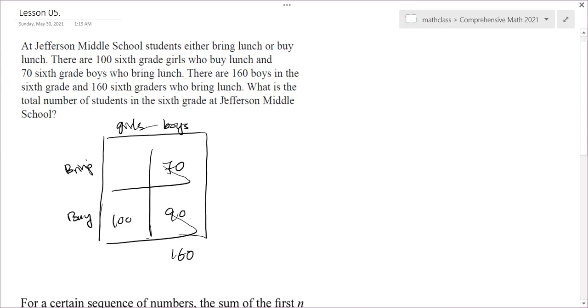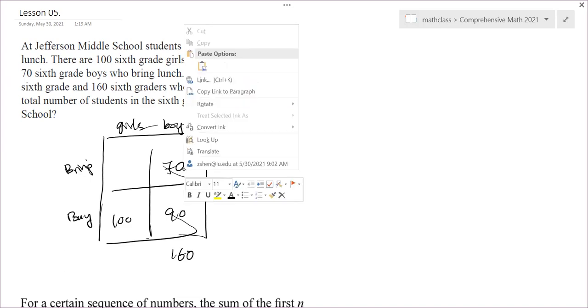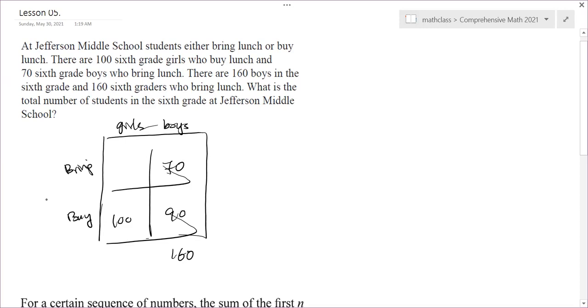Total 160. So already you know 70 boys bring the lunch, so there should be 90 girls who bring the lunch. That's it. Using the whole picture now, it's clear. So this side is 190 total together, and 350. So then it's very clear.